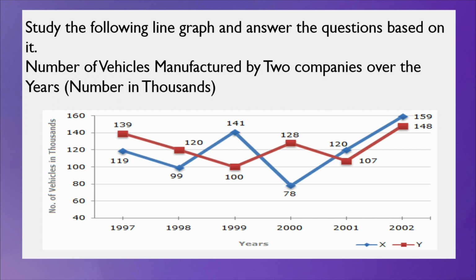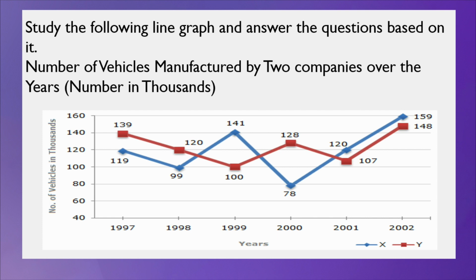So, the first company is 139 in 1997, in thousands, and 119,000 from the other company. So, the first company is more, and in 1998 the same, but the number of vehicles manufactured is a little bit less. But in 1999 it is increased to 141, which means the second company increased the production of vehicles more than the first company. So, 141, again it dropped to 78. Now, the first company increased to 128 and then dropped to 107, but the second company increased to 120, then next year it increased to 159.